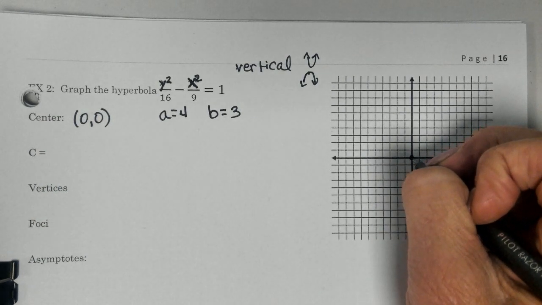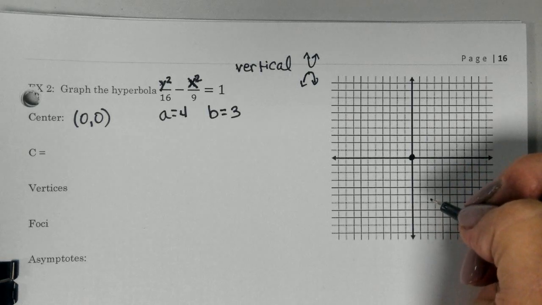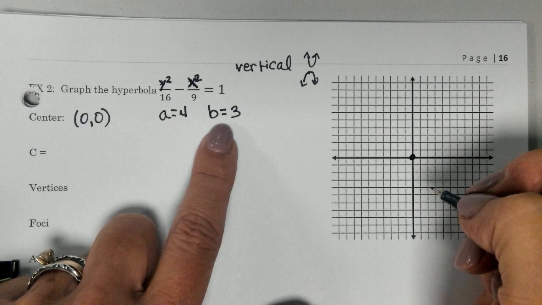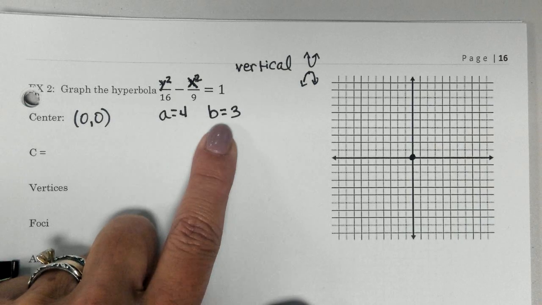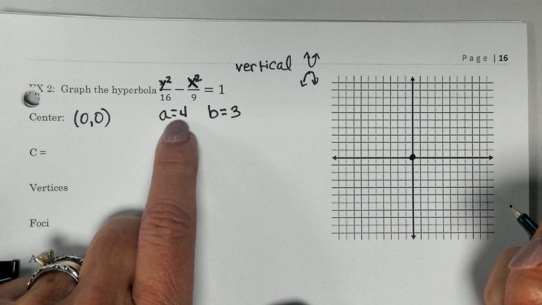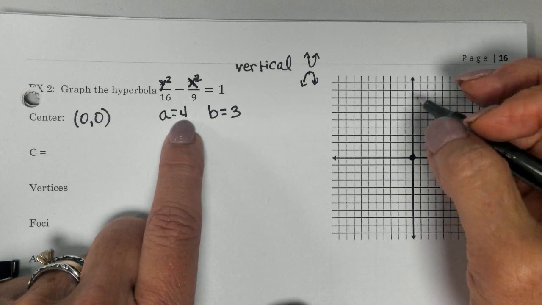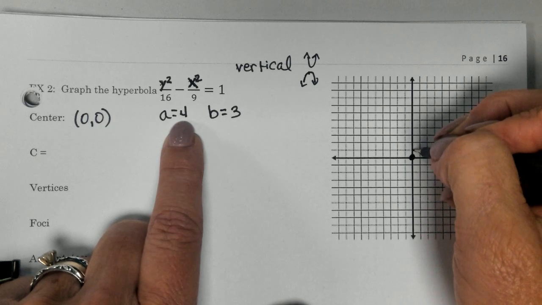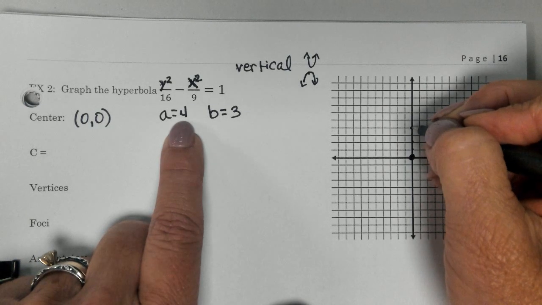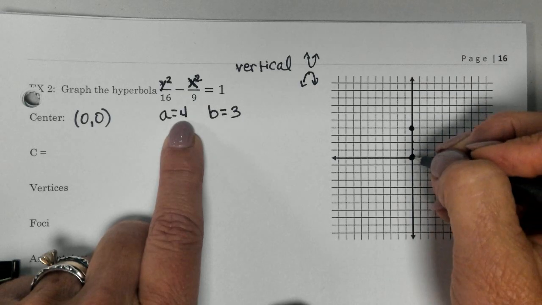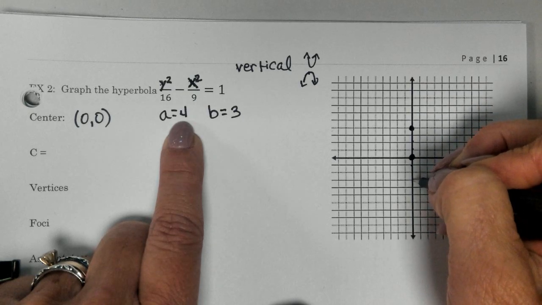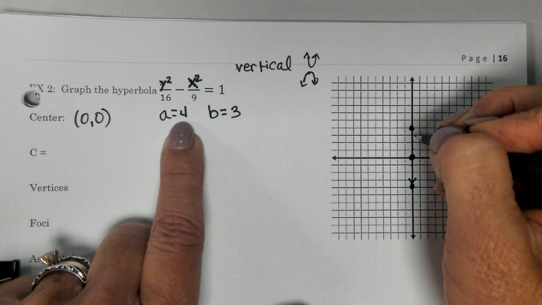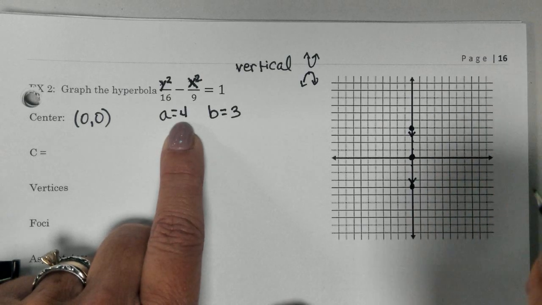So I'm going to plot my center at 0, 0, and I'm going to go ahead and use these values here to make my little boxed in area. A equals 4. That is my transverse axis, so I'm going to go up because it's vertical. 1, 2, 3, 4, plot a point, and then go down 1, 2, 3, 4, and plot a point. Those are my vertices.